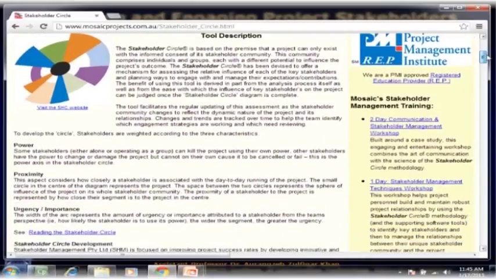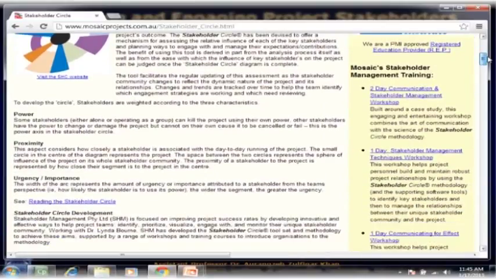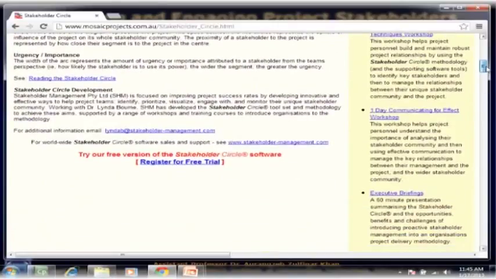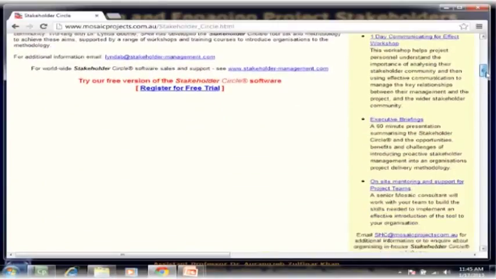What I just want to look at over here are some of the other links. For example, workshops. I pointed out that there are a lot of workshops on stakeholder management and engagement. Well, here you have it, Stakeholder Management Techniques Workshop. Communication and Stakeholder Management Workshop. This is 2 days, this is 1 day. And a lot of links you can see over here.